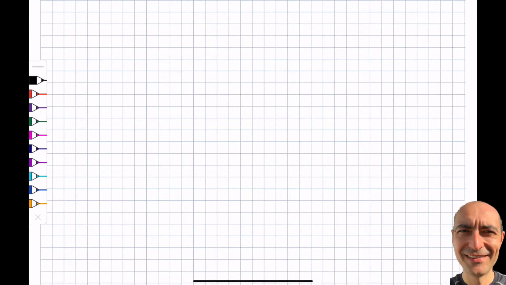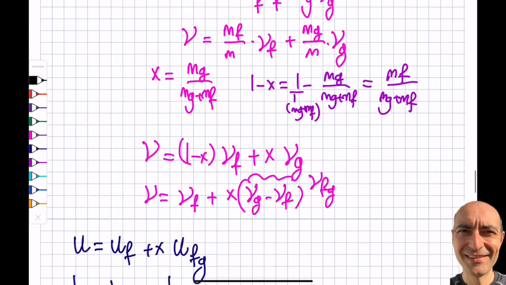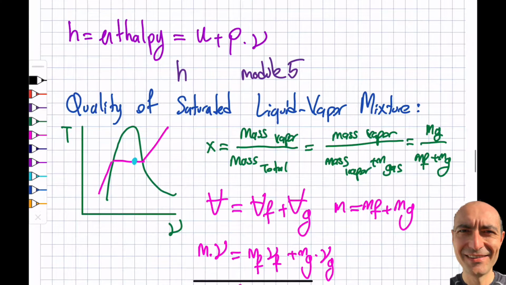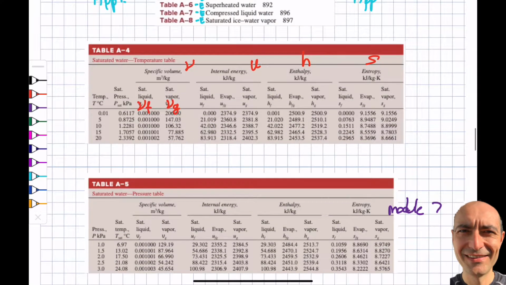All right, let's continue our conversations on looking at these property tables. And what I want to pick up is what I said in the previous segment when I was closing it off. I said that with introducing of the quality and tables A4E and A5E, you will be able to obtain properties anywhere in this steam dome, as well as inside of the steam dome. That's what I said. Was I 100% accurate there? I mean, technically yes, I'm right.